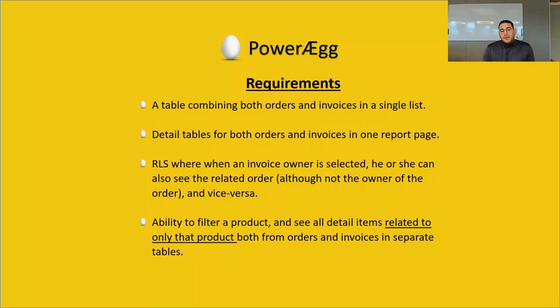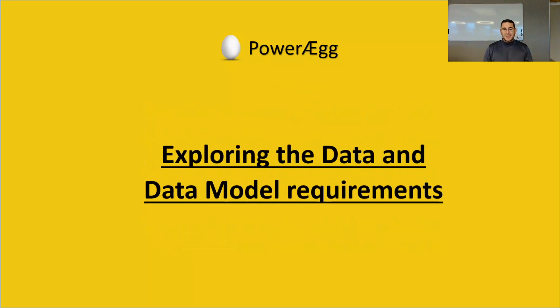And then we want to have the ability to filter a product and see all detail items related to only that product, both from orders and invoices in two separate tables. All right, so let's get started with the tutorial. The first thing we're going to do is explore our data and our data model requirements.